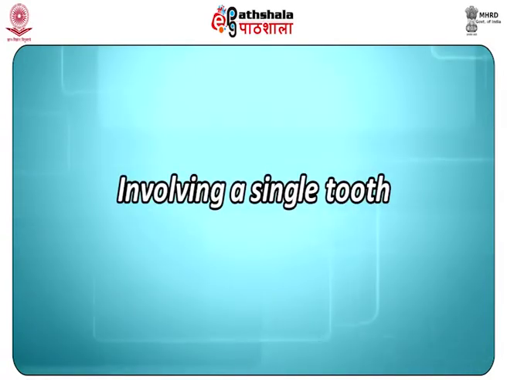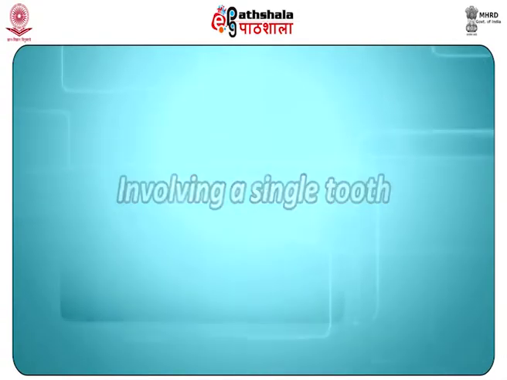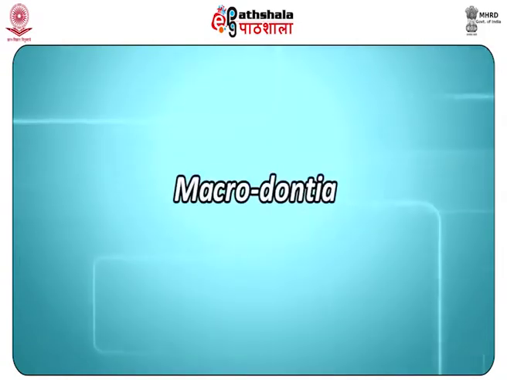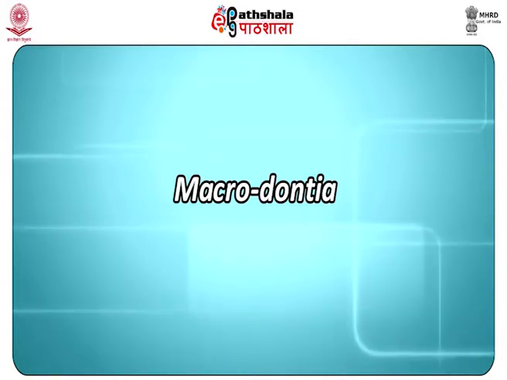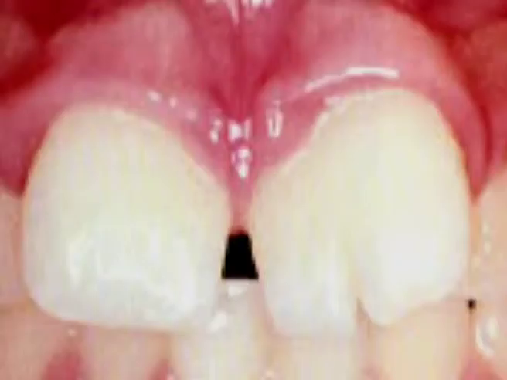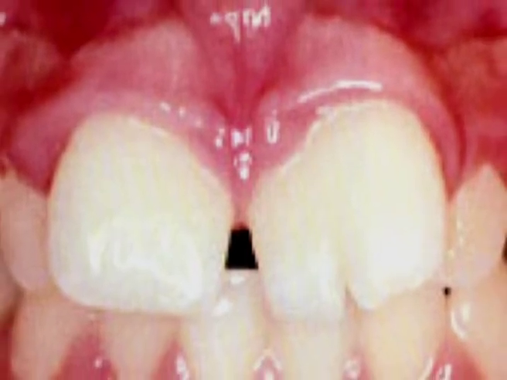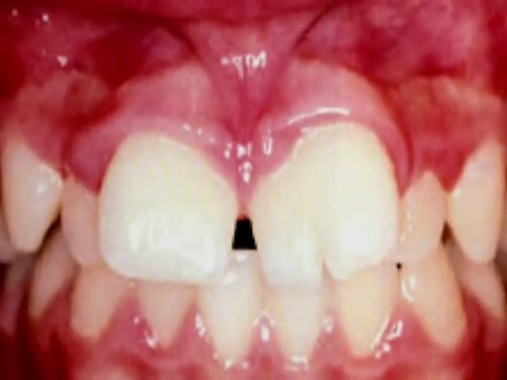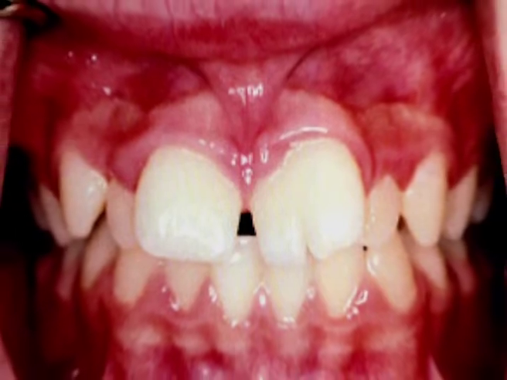The third category included under microdontia involves a single tooth. It is also referred to as localized microdontia and it affects the maxillary lateral incisor and the third molar. In this case, only one or two teeth are small. The next anomaly based on size is macrodontia. Macrodontia is a condition in which teeth are larger than normal, beyond the usual limit of variation.